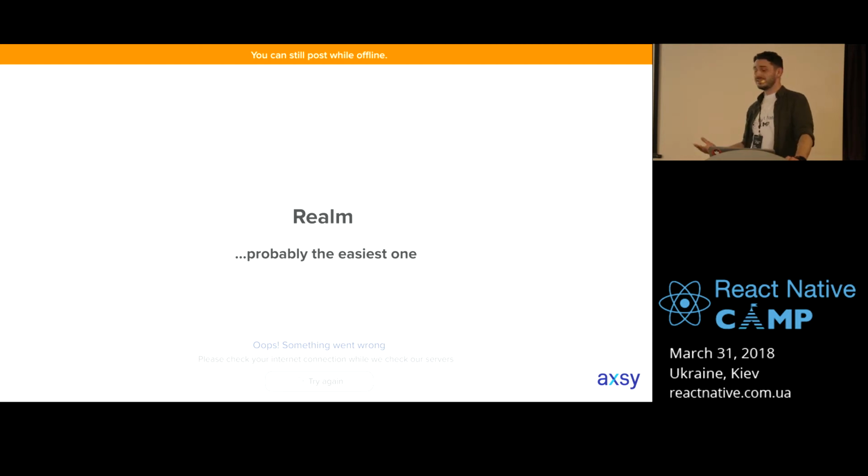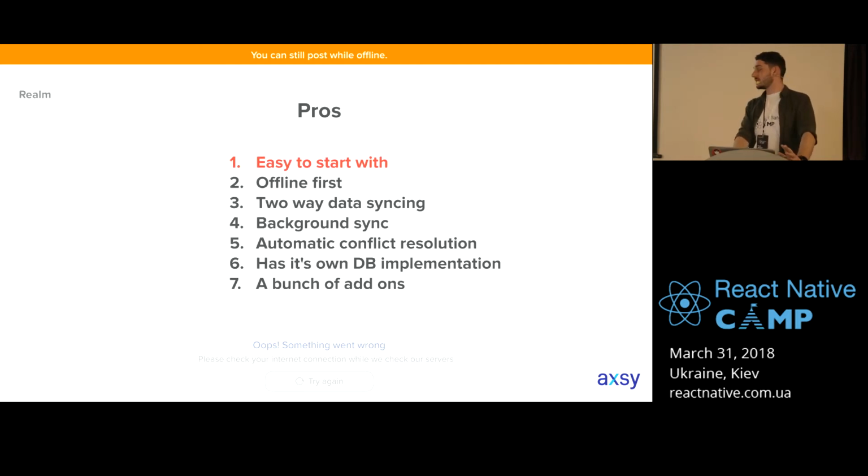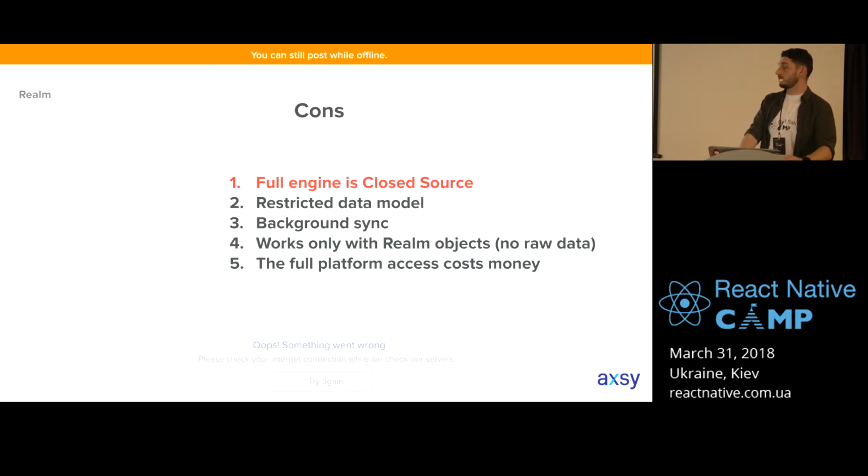This is probably the easiest option, because it's easy to start with. It's offline first by default. It has two-way data syncing, background syncing, automatic conflict resolution, its own database implementation, and a bunch of community and Realm built add-ons. So, like, an ideal solution. It also has some drawbacks.